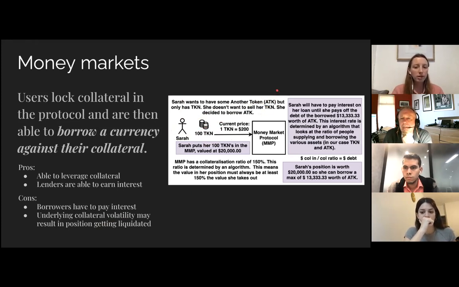A provider in this sense would only put one asset in. They wouldn't borrow against it, and they would receive the interest payments from the people who are borrowing the asset. Okay. Cool. Good questions, Doug. Thank you. Yeah, these are great questions.